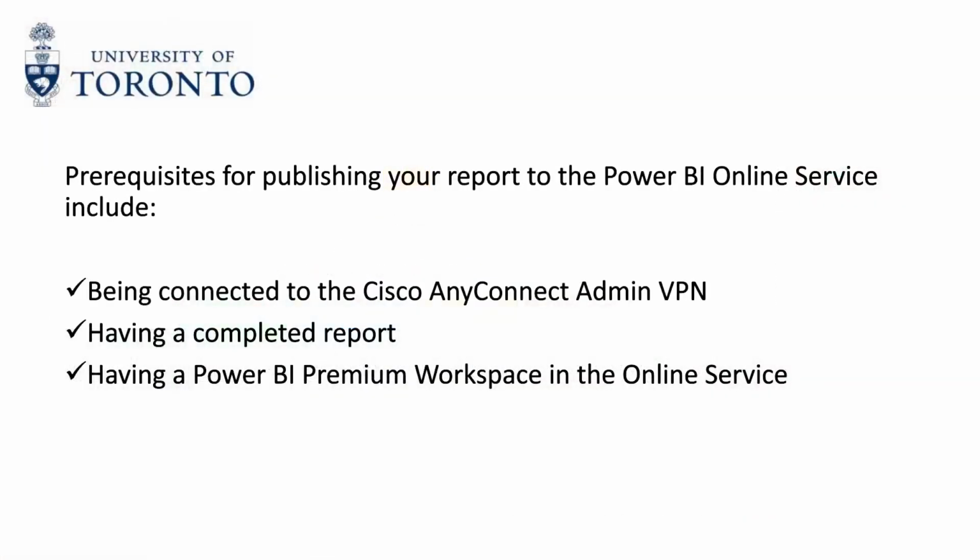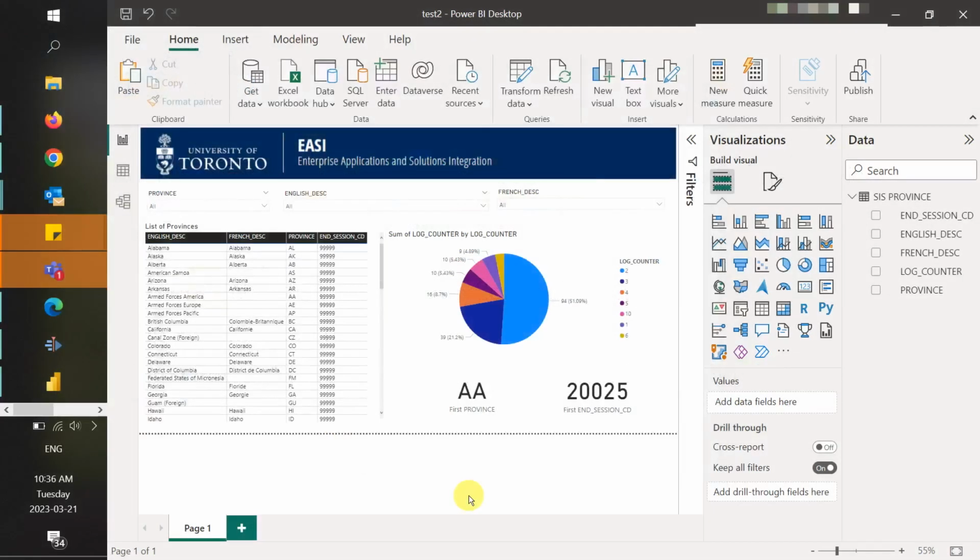Prerequisites for publishing your report to the Power BI online service include being connected to the Cisco AnyConnect admin VPN, having a completed report, and having a Power BI premium workspace in the online service. When you request to be onboarded to Power BI, a premium workspace is created for your use. We have the onboarding request link along with videos to help you create your report in the description below.